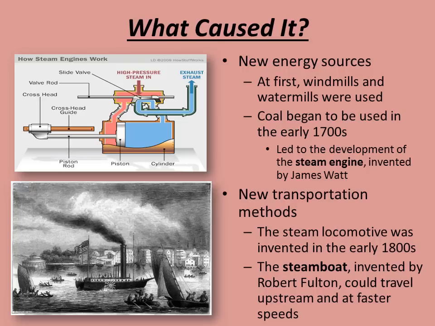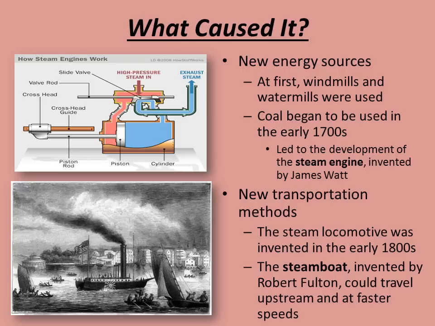There are also new sources of energy to power factories. At first, it was windmills and water mills. We've talked about windmills in this class several times if you're one of my students. Water mills, that's where you put your factory on a source of running water, and the water will turn a wheel that will in turn operate the machinery.